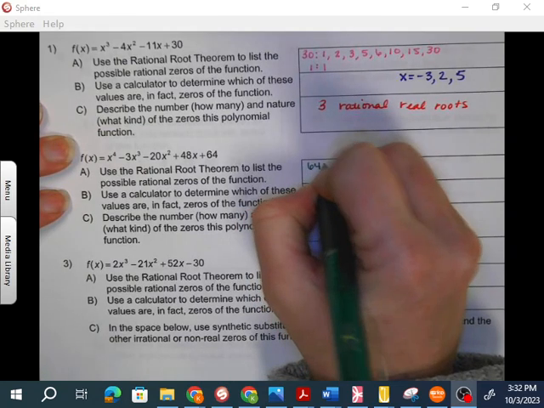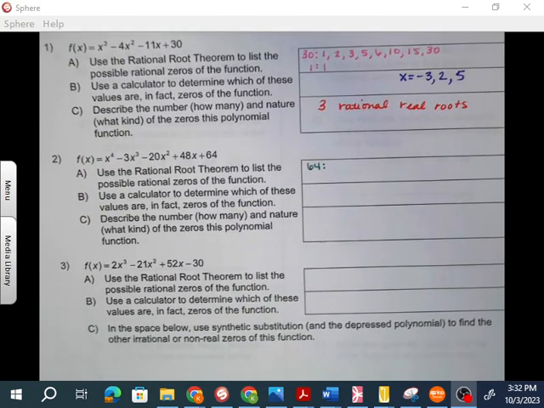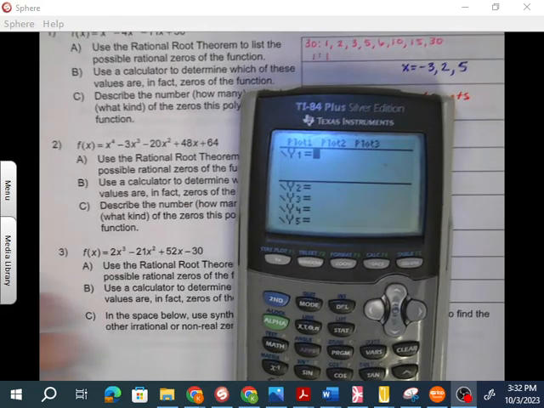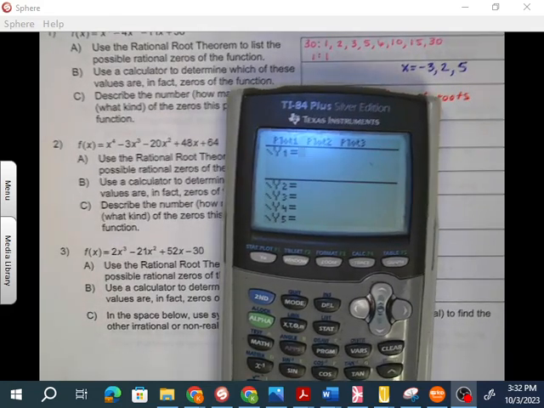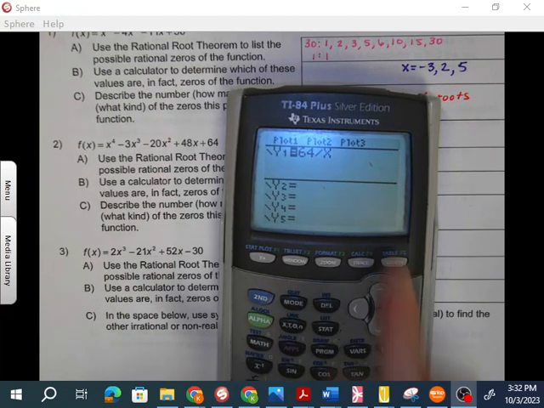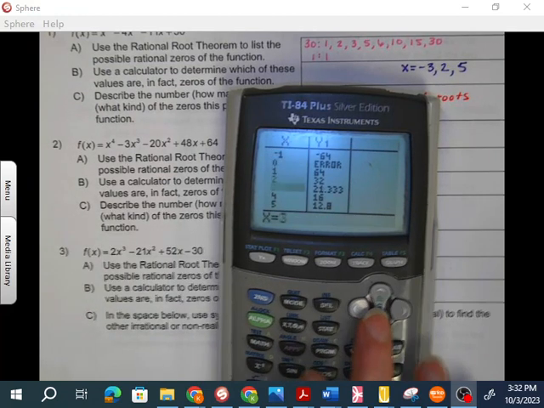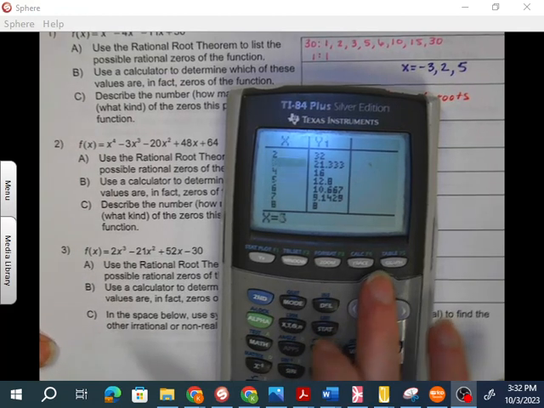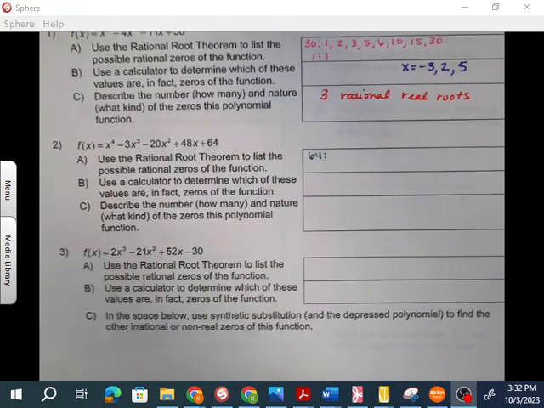So I need all the factors of 64. Real quick trick: if you are not the best at factoring a single number, you can put that number in the calculator in y equals, divide it by x, and then go to the table. Any whole numbers are factors. So 1 and 64, 2 and 32, 4 and 16, 8 and 8. That's all the factors of 64. So it's a quick way if you need to get factors.